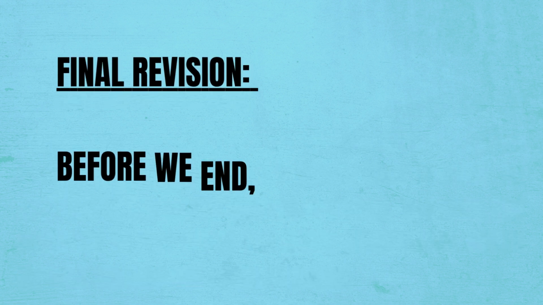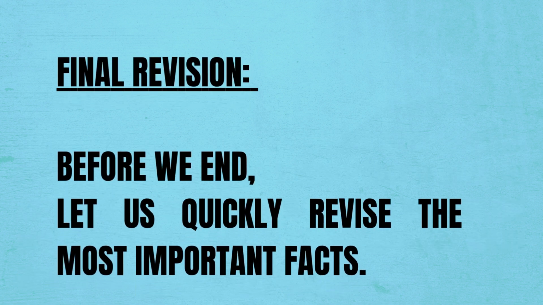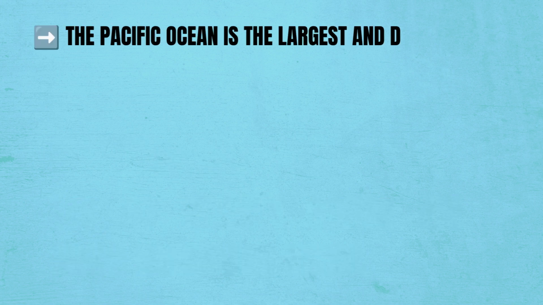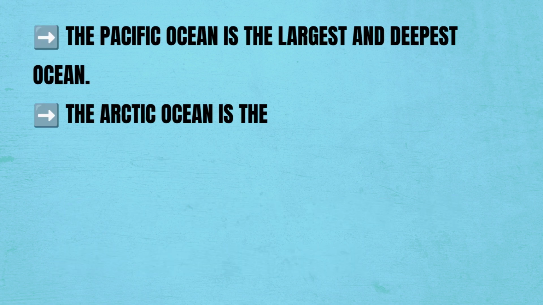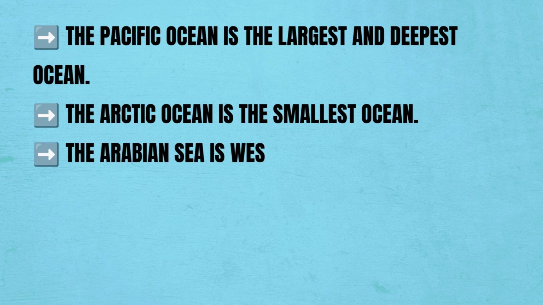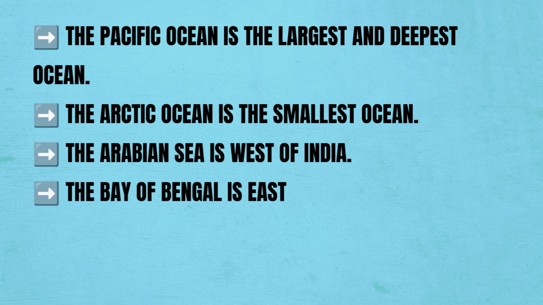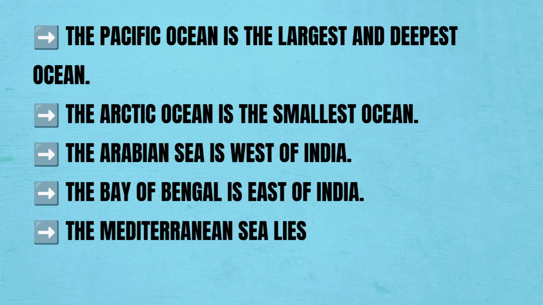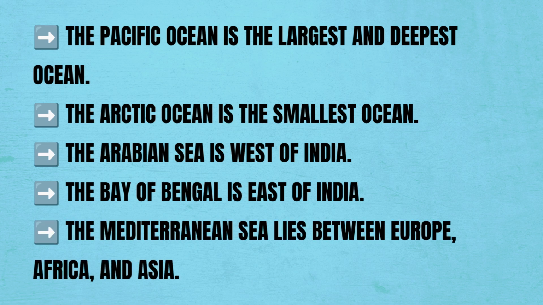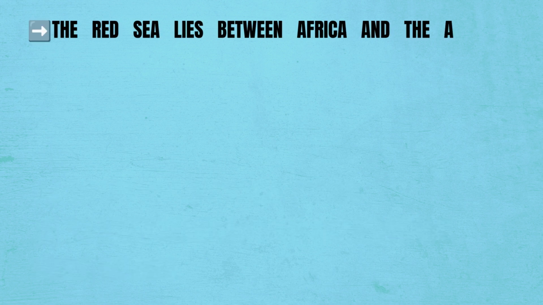Final revision. Before we end, let us quickly revise the most important facts. The Pacific Ocean is the largest and deepest ocean. The Arctic Ocean is the smallest ocean. The Arabian Sea is west of India. The Bay of Bengal is east of India. The Mediterranean Sea lies between Europe, Africa, and Asia. The Red Sea lies between Africa and the Arabian Peninsula.